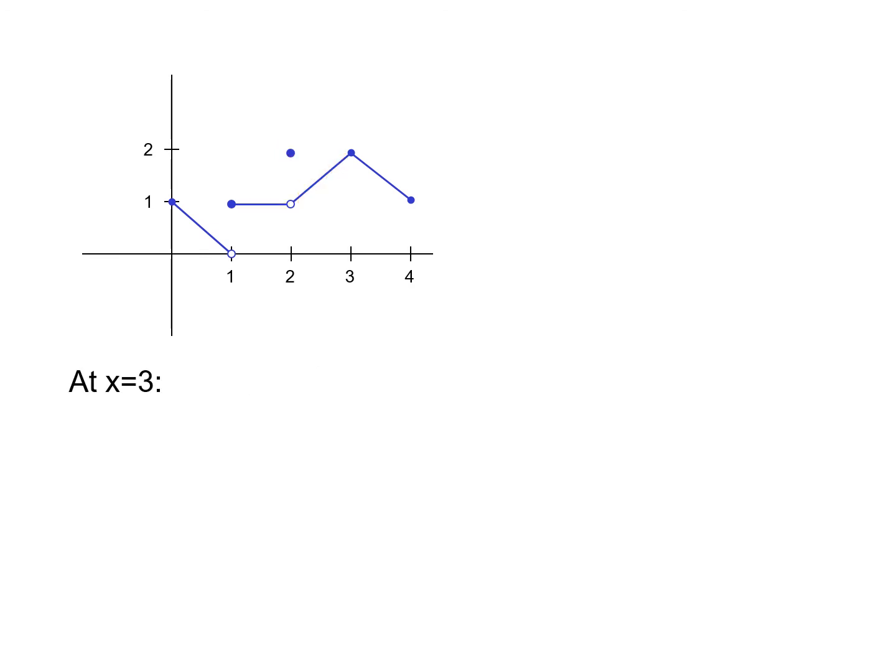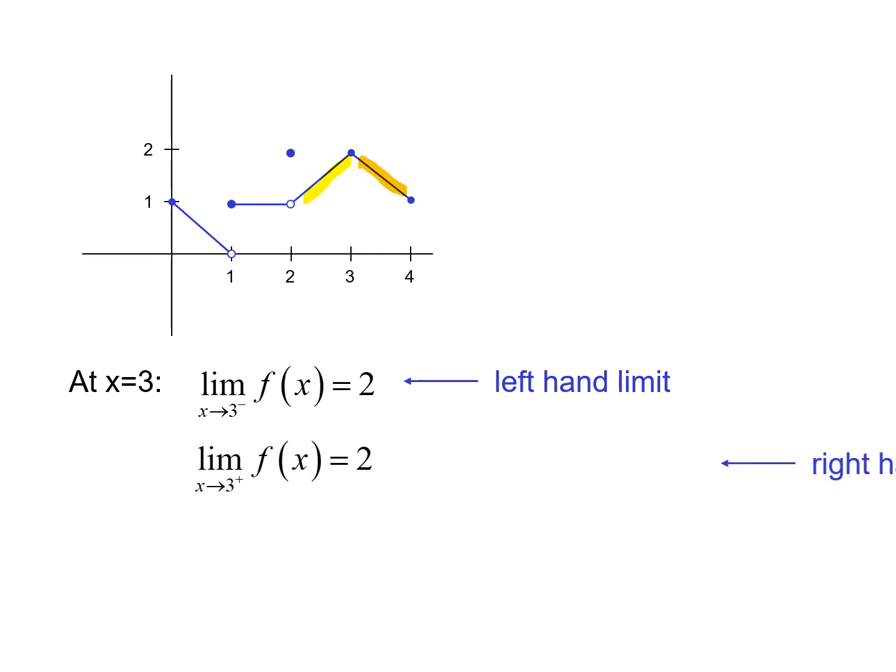All right, let's do one more at x equals 3. So as we approach 3 from the left, my y value is approaching 2. As we approach 3 from the right, my y value is approaching 2. And if we notice this time there's a closed circle, so that point there means that f of 3 is 2.